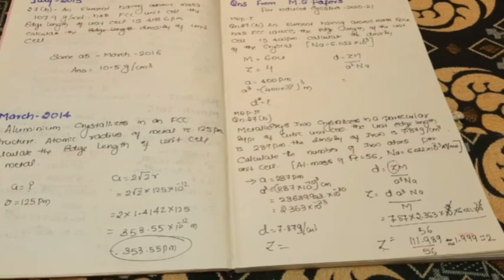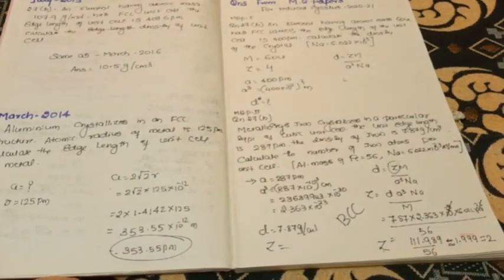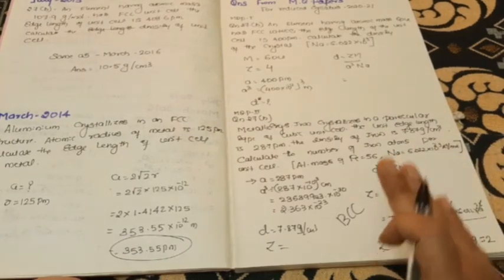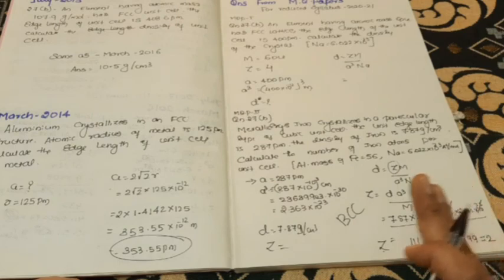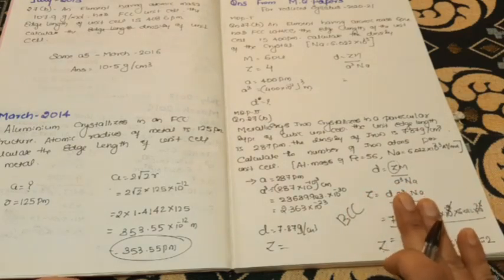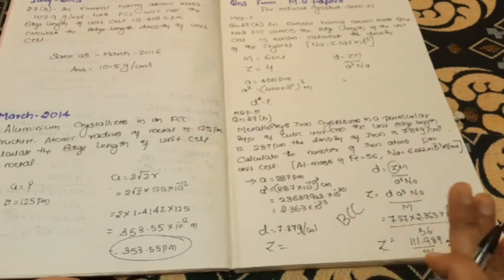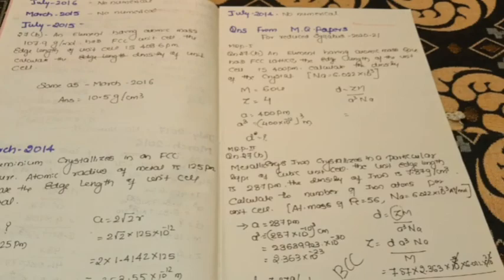If the z value, the number of atoms, is equal to 2, which type of unit cell is it? It is BCC. The same formula is used, but in all the numericals you might have observed you had to find out the density, whereas here density is given and you need to find out the number of atoms. So this is how you need to do the numerical, dear students.